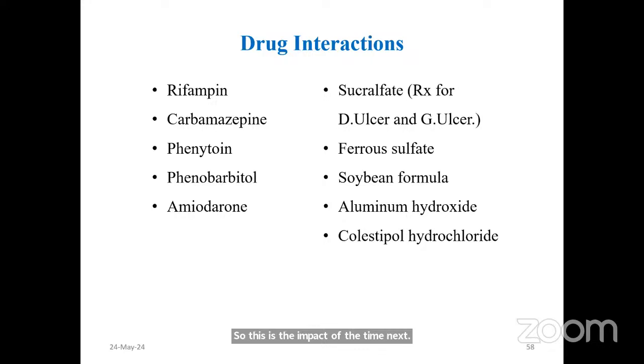Some drugs can interfere with the action of levothyroxine. These drugs are rifampicin, carbamazepine, phenytoin, phenobarbital, amiodarone, sucralfate, ferrous sulfate, soybean formula, aluminium hydroxide, cholestyramine hydrochloride. So if the patient is taking these drugs, it should be kept in mind that the patient should not take these drugs along with levothyroxine. Otherwise, we cannot get the desired effect of the drug used for the thyroid dysfunction.